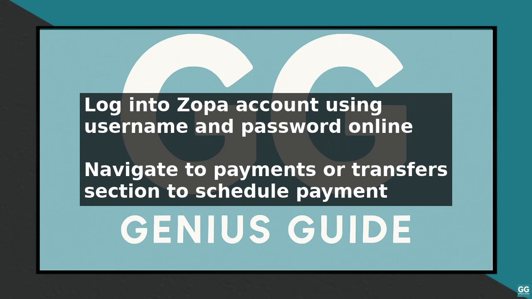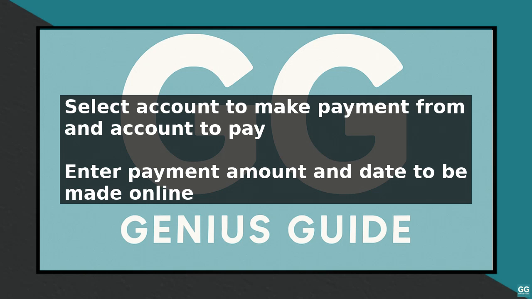You can choose to make a one-off payment or set up a recurring payment, which can be weekly, monthly, or annually. When scheduling a payment, make sure to check the payment details carefully, including the payment amount, payment date, and the accounts involved. It is also important to ensure that you have sufficient funds in your account to cover the payment, as failed payments can result in fees or penalties.